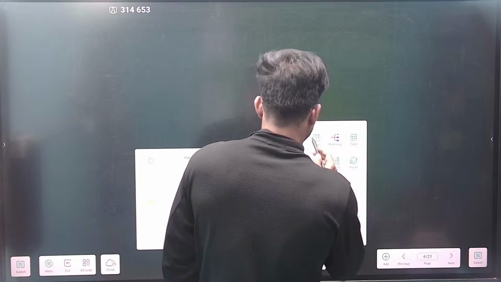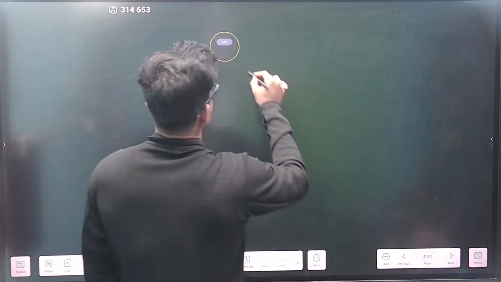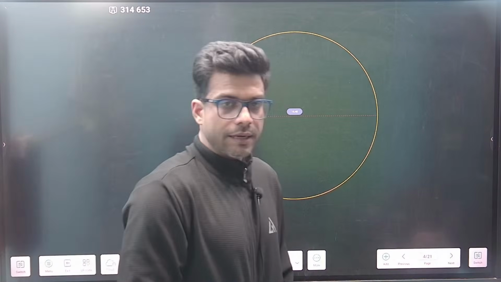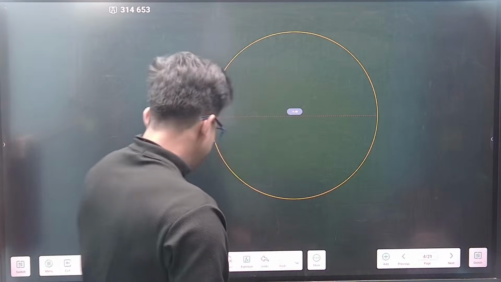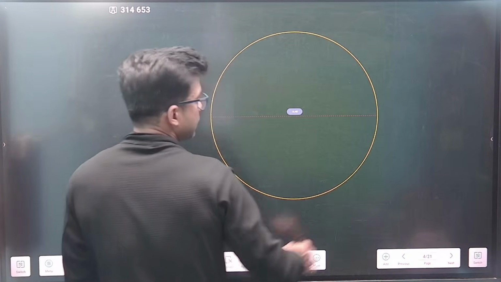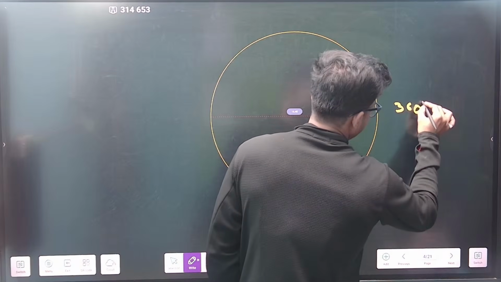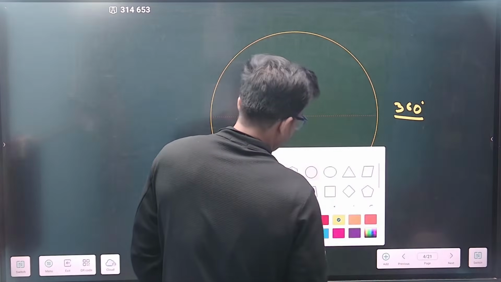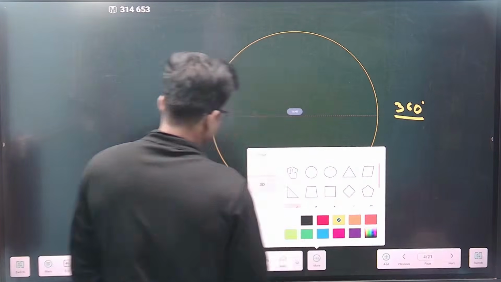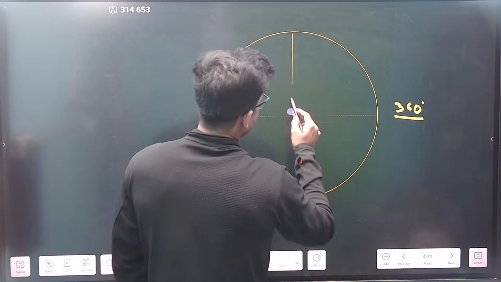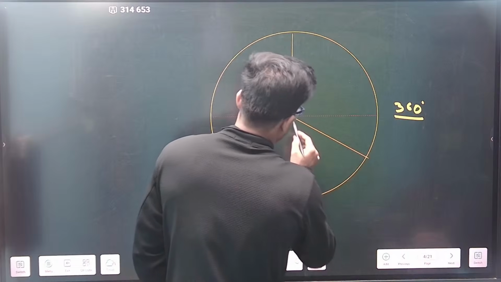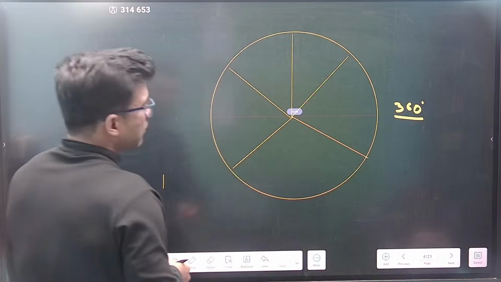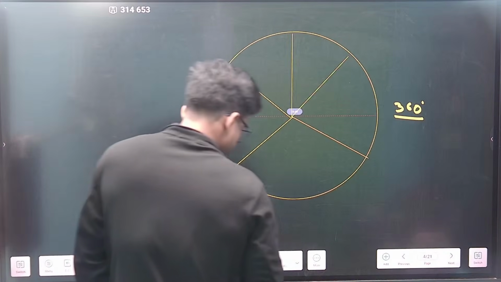Now I can take the shapes. So basically, in terms of degrees, can I say a circle is of 360 degrees? Correct. And from here we can make many quarters. For example, we can make this quarter, then this quarter, then this one, and we can name some of the portions.